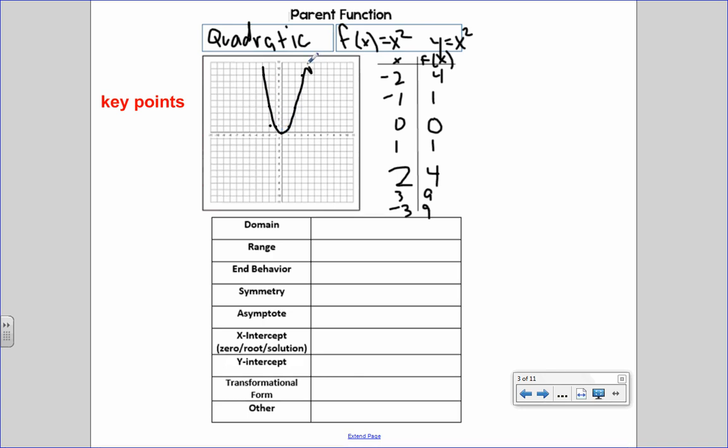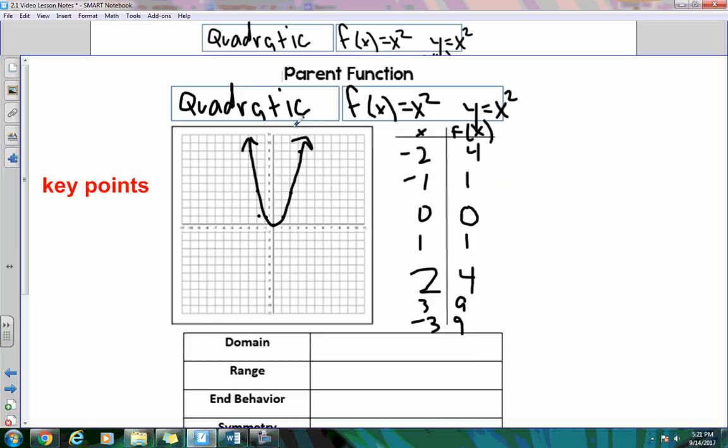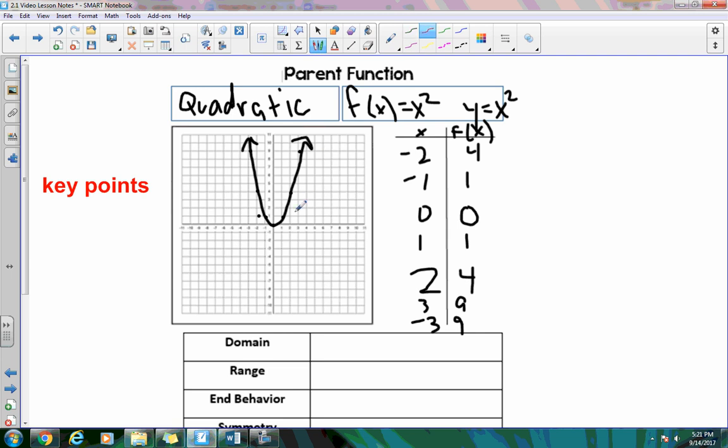The shape of this graph is a parabola. That's the name. And the key points are your vertex at 0, 0, 1, 1, -1, 1, 2, 4, -2, 4, 3, 9, -3, 9. Those red dots that I just put are key points, and they're going to help us transform the parent function later. We're going to use those to help us when we have to shift this thing right or left.